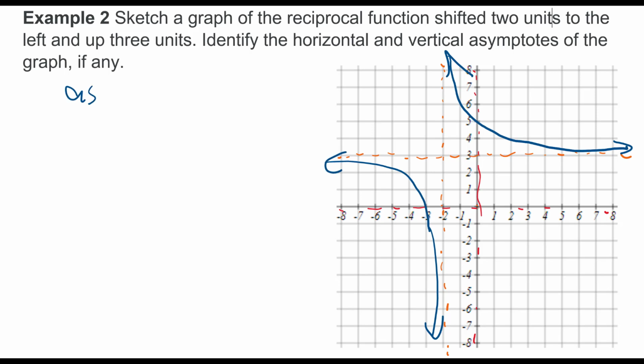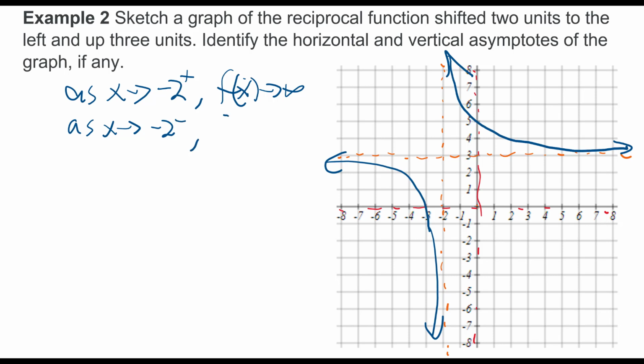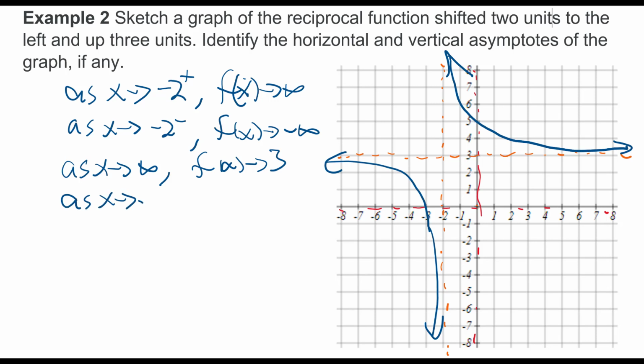As x approaches negative 2 from the right side, f of x goes to infinity. As x approaches negative 2 from the left side, f of x goes to negative infinity. I kind of did these in a different order than the other ones. As x goes to infinity, f of x is approaching 3. And as x goes to negative infinity, f of x also approaches 3. Let me clean this up because it's going to cause some confusion, I fear. Okay.